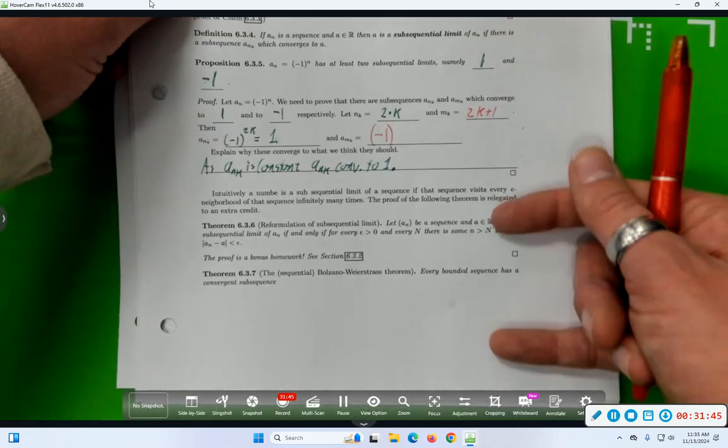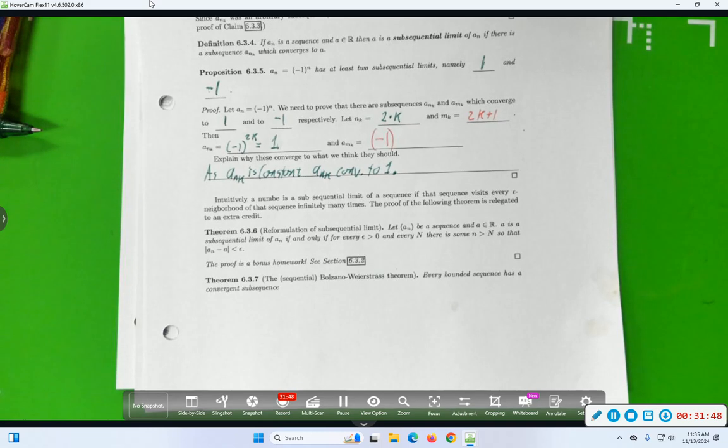Let's also now get to the main result for today. I'm going to remind you, we're going to state this; it was stated earlier in the book as a definition to do some stuff with. Reformulation of subsequential limit: let a_n be a sequence and a be a real number. Then a is a subsequential limit of a_n if and only if for every epsilon bigger than 0 and every big N, there is some little n bigger than big N so that the absolute value of a_n minus a is less than epsilon. That seemed like it should probably be the same.